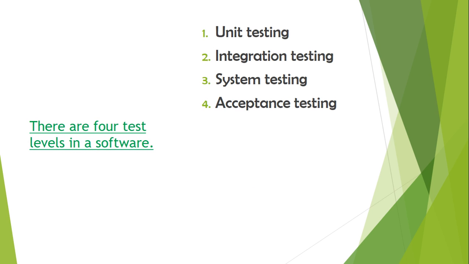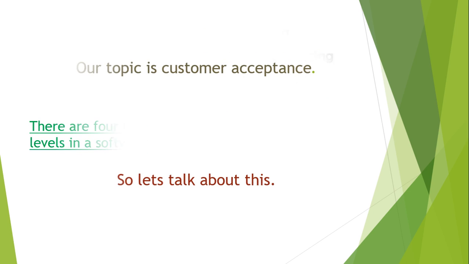There are four kinds of software test levels in software. Number one is unit testing, number two integration testing, number three system testing, and number four acceptance testing. We are going to talk about number four, acceptance testing. Our topic is customer acceptance.